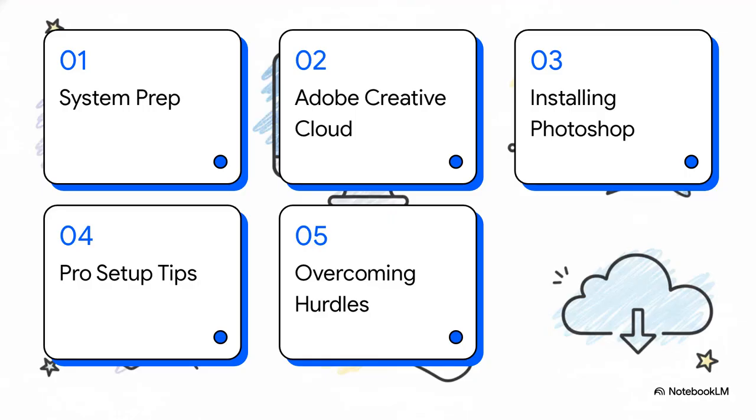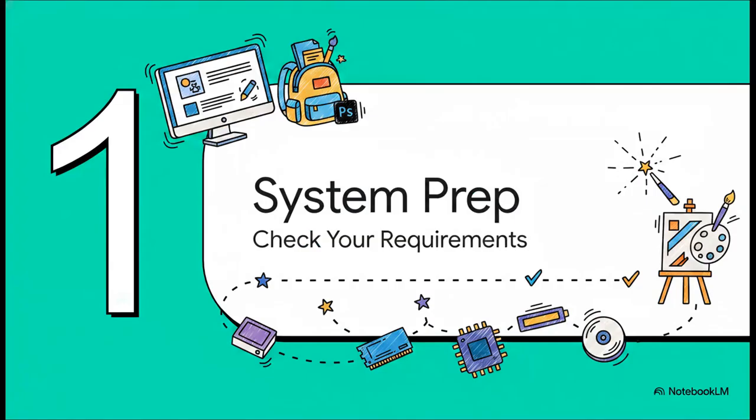Here's our quick roadmap for the journey. We've got 5 main stages to tackle. 1. System prep. 2. The gateway, which is Creative Cloud. 3. The main event of actually installing Photoshop. 4. Some pro setup tweaks. And 5. Overcoming hurdles. Let's get right into it. Okay, let's dive right into this.